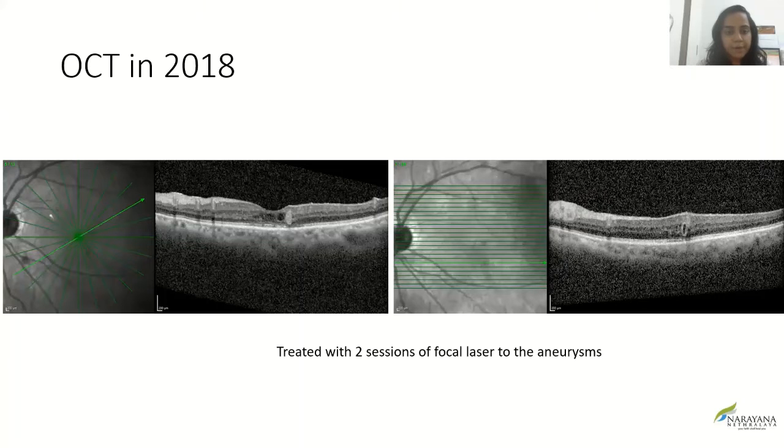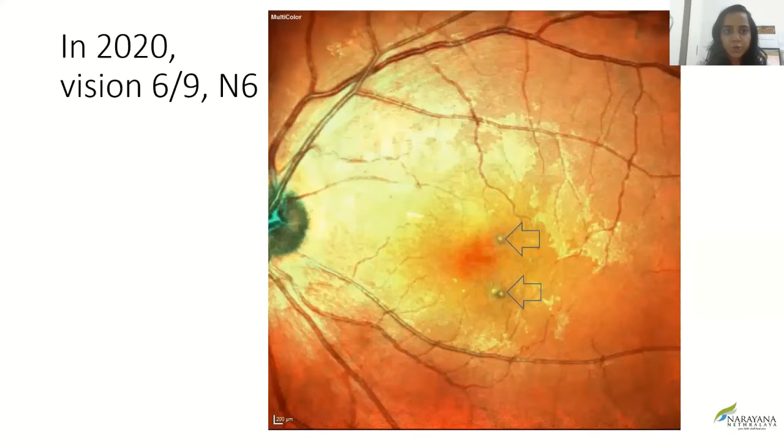The OCT passing through the superior lesion shows intraretinal fluid with a vertically oval lesion with hyperreflectivity within, as shown here. And the left eye inferior lesion shows a vertically oval lesion with a hyperreflective wall and hyporeflectivity within, suggestive of aneurysm. We treated this with focal laser. However, during subsequent follow-up, the vision remained stable, but the lesion persisted.